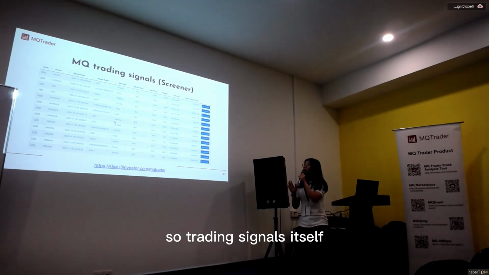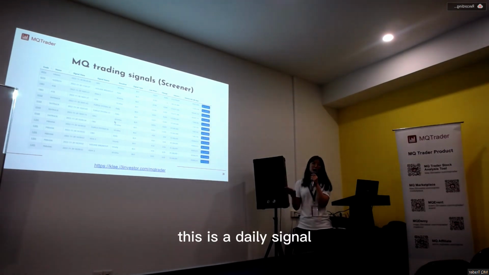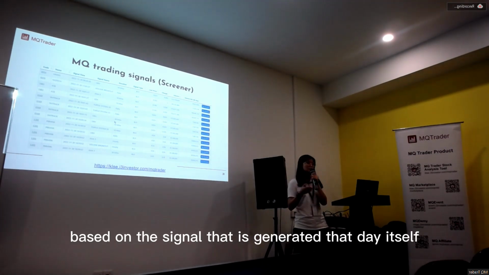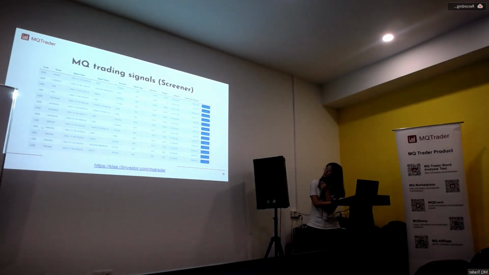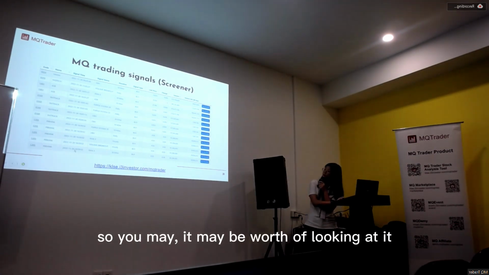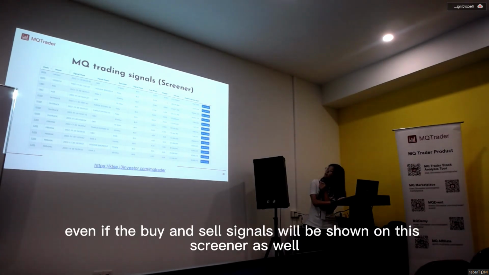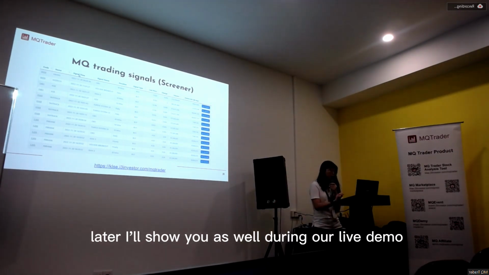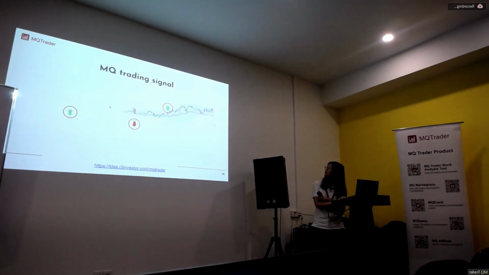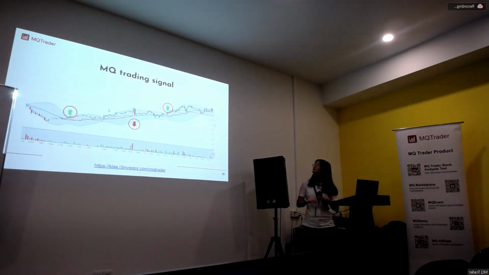So for trading signals itself, we have this screener that you can use on MQ Trader. This is a daily signal based on the signals that are generated that day itself. So you can see this is yesterday's result. You can see there are a lot of signals on Public Bank. So it may be worth looking at. You can search for the durations, the signals, even the buy and sell signals will show on this screener as well. Later I'll show you as well during our live demo. So this is how the signals will be on the chart, buy and sell signal.